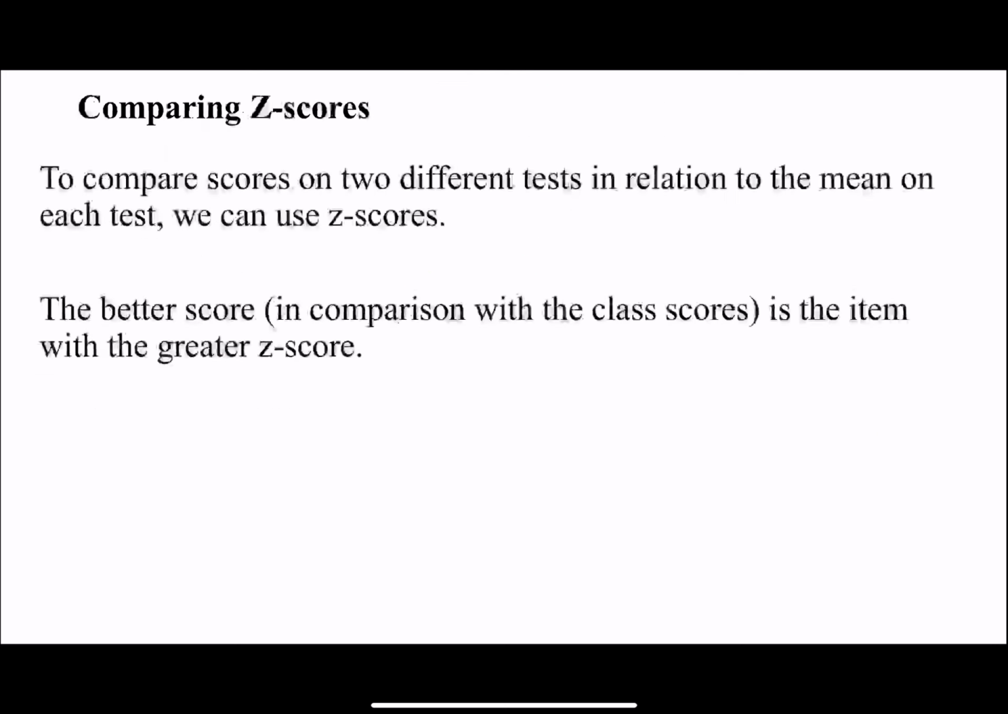Okay, comparing z-scores. Let's say we have scores on two different tests, in relation to the mean on each test. We can use the z-score to see which score is better in comparison with the class score. The item that has a higher, greater z-score means that the student did better on that test in comparison with the whole class.